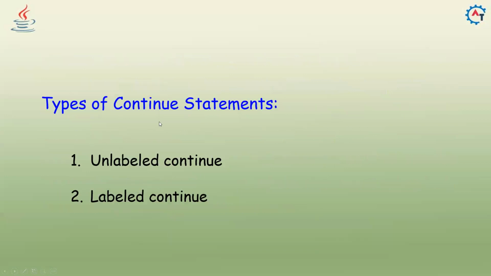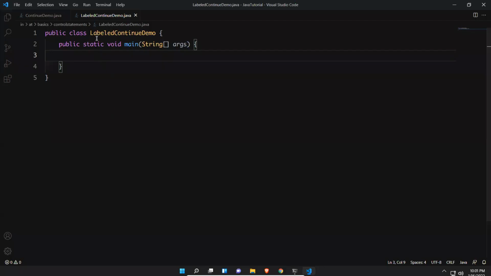So there are two types of continue statements. One is unlabeled and the second one is labeled. In our previous video, we have seen unlabeled continue. In this video, we will see labeled continue. For this, let's go to Visual Studio Code. I have created one class called LabeledContinueDemo.